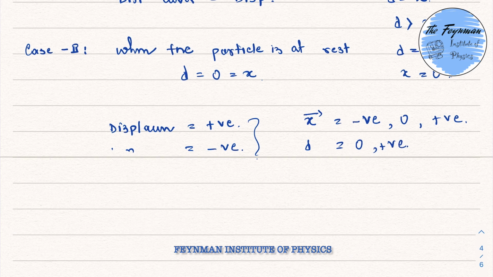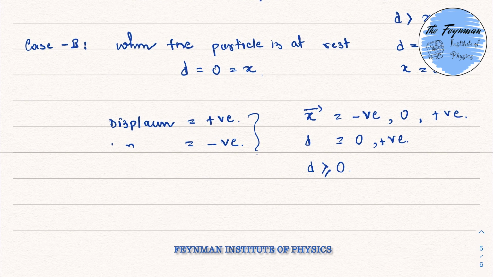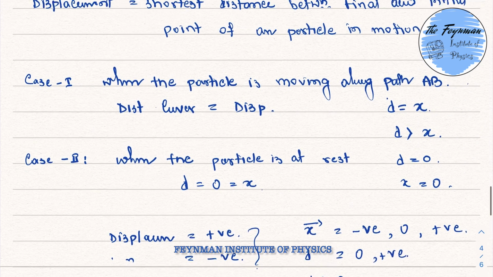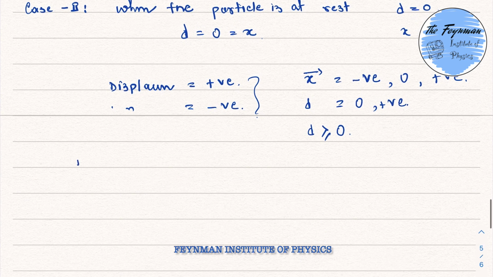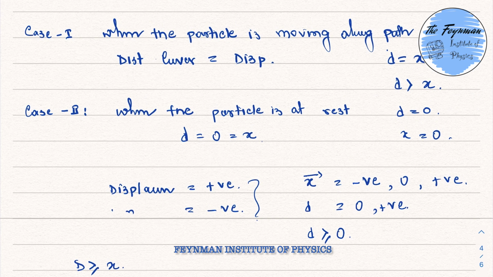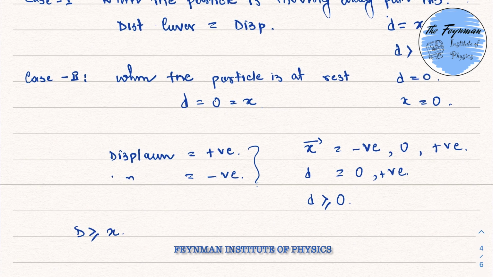So mathematically we can write it like this: distance covered is always greater than equal to 0. And we can also say that this distance covered is always greater than equal to displacement, because there are certain situations where we have found distance covered by the object is equal to displacement. For any other situation, distance covered by the object is always greater than the displacement.